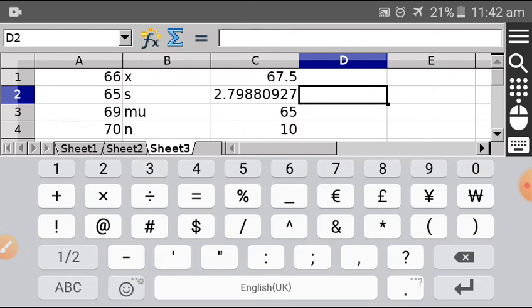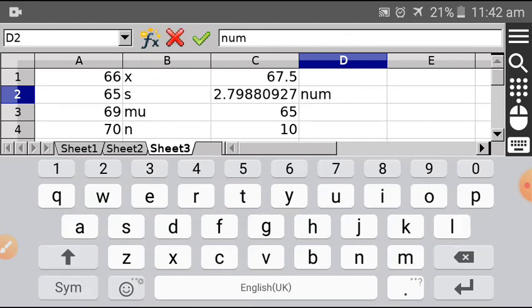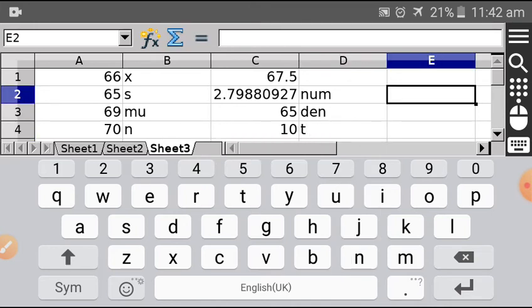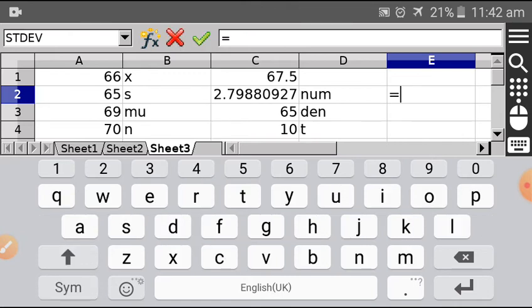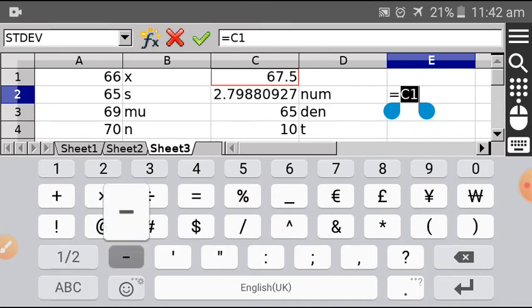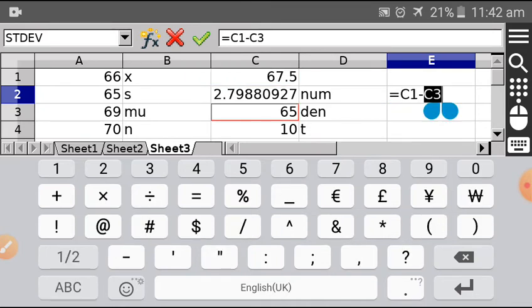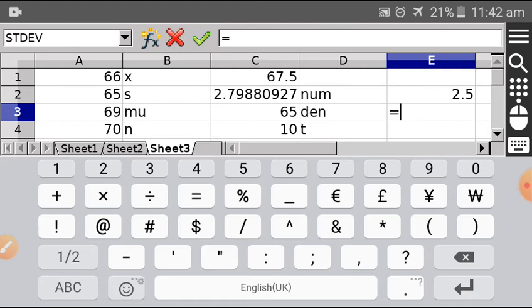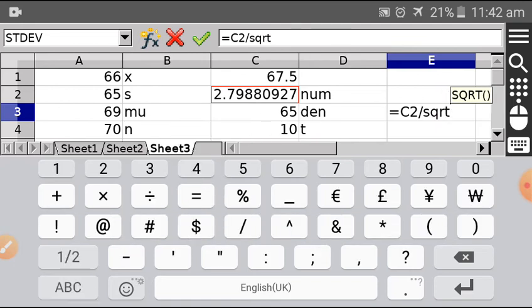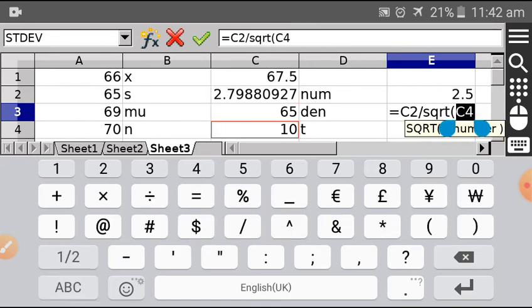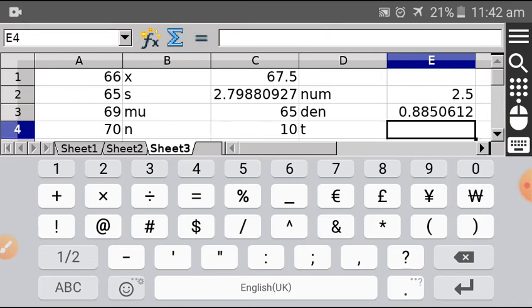So how do we calculate? Let us calculate the numerator part, then the denominator part, and then we calculate t. For the numerator, it is equal to x bar minus mu. For x bar I click the value, minus mu, this one, press enter. This is my numerator. For the denominator, it is equal to s, which I have calculated as this value in C2, divided by SQRT, square root of n, which we have stored here. If I complete the bracket and press enter, we get a value.